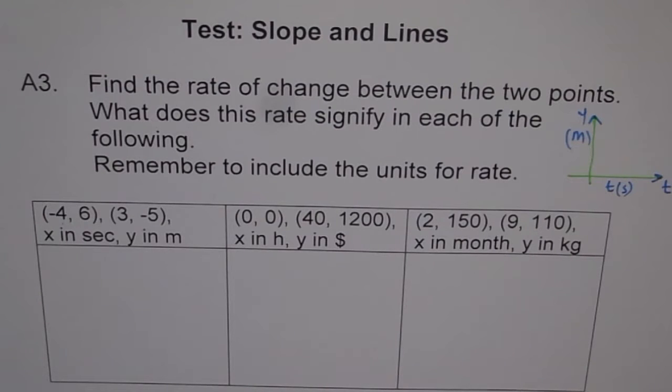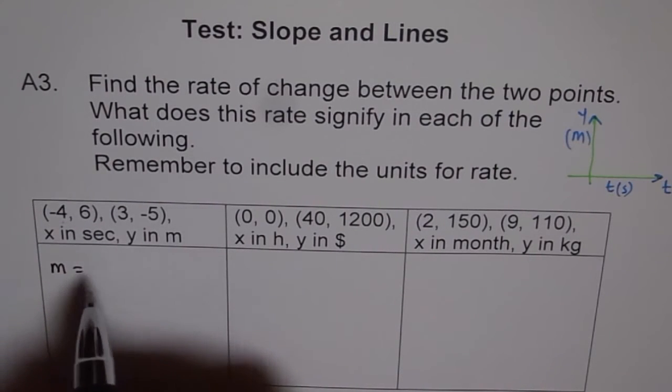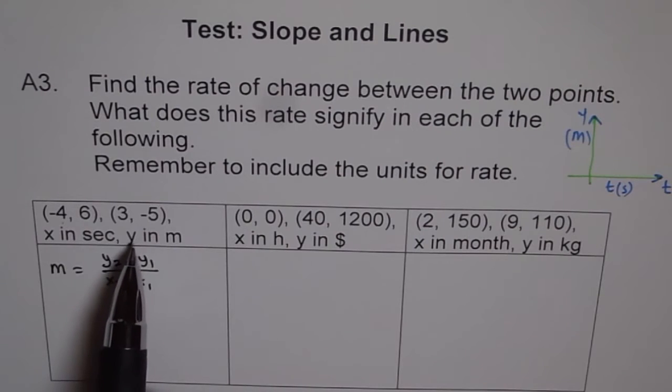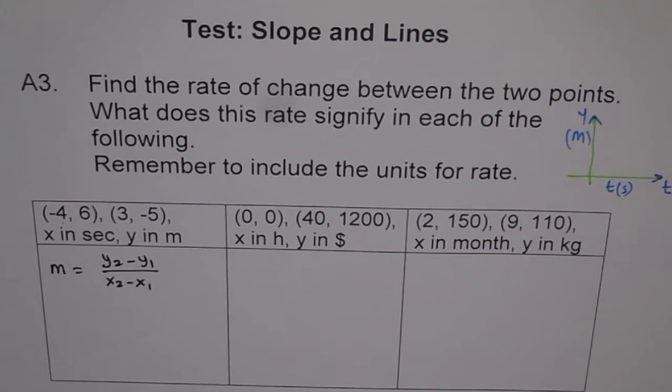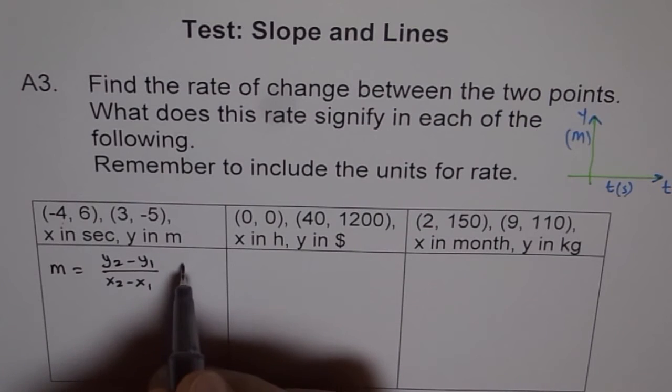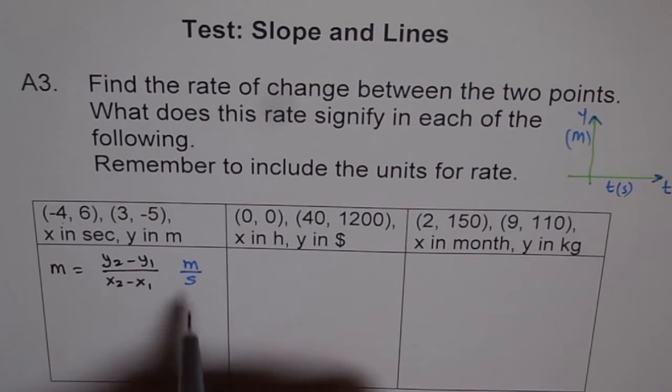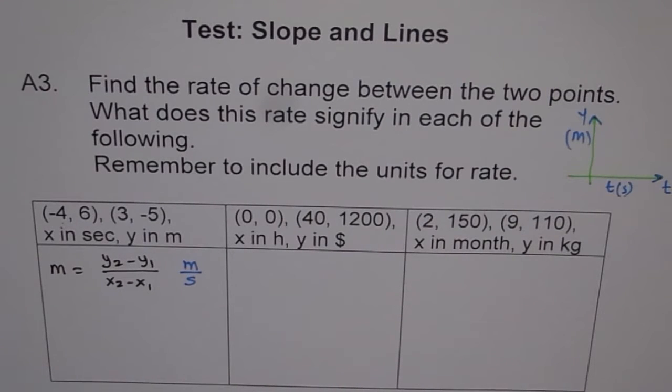Correct? So let's try to understand the first one. Slope will be y2 minus y1 over x2 minus x1. Now when you write y2 minus y1, what is the unit for y? Y is meters. So you get meters here, and seconds for x. So the unit is meters per second. Kind of speed. Do you understand how much distance is being covered in unit time? That is what this gives you.